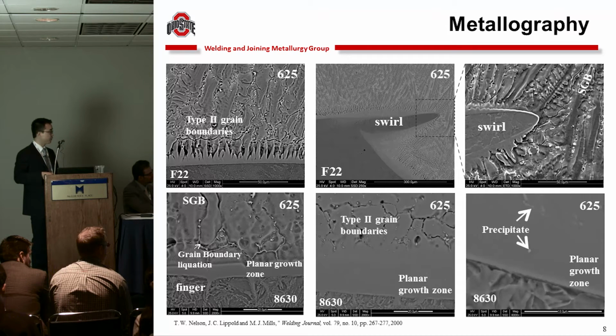And we can even find some precipitates occasionally in the planar growth zone, because in the hydrogen environment, the hydrogen tends to trap near the interface between the precipitate and the matrix. So that could be a susceptible region for hydrogen-assisted cracking.